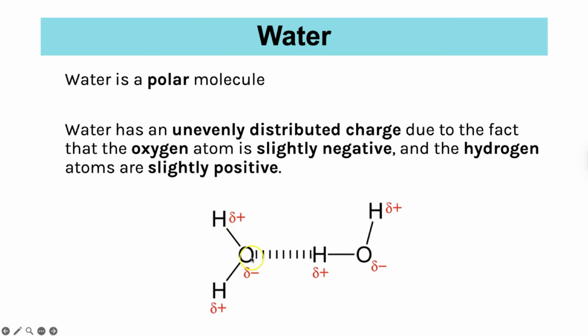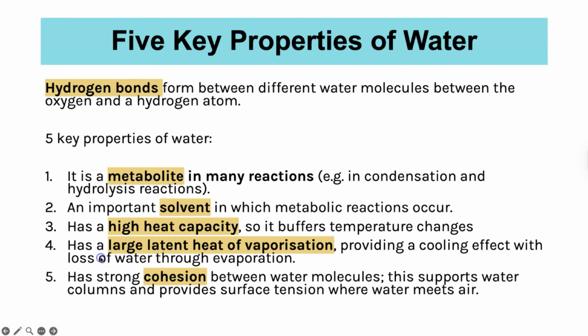And because of that, hydrogen bonds can form between the oxygen and hydrogen of different water molecules. And that concept underpins pretty much all of the properties we're about to see in water. So hydrogen bonds form between those different water molecules, like we just said, and there are 5 key properties of water that you need to know for AQA. I've put them here highlighted in yellow and what each one means.